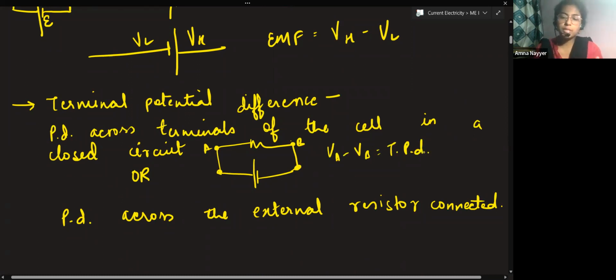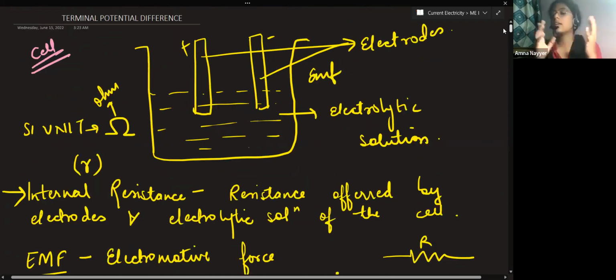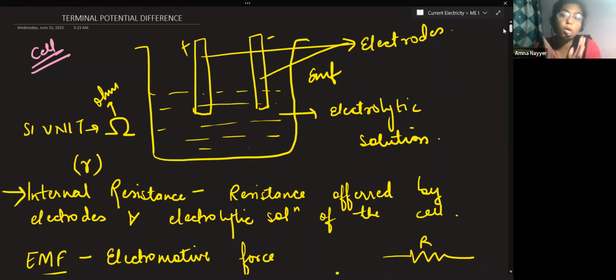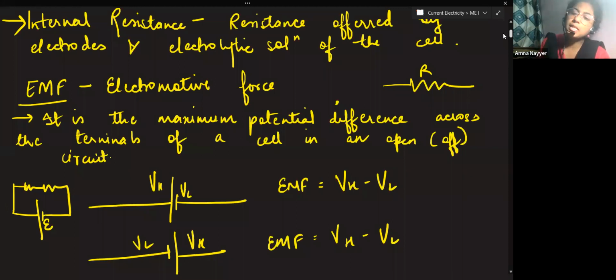So three terms are there. I'm quickly repeating all these three terms. Wherever you have doubts, you can ask me. Internal resistance is the resistance offered by the electrodes, which are dipped in an electrolytic solution, and the electrolytic solution also offers a resistance or barrier to the motion of current. Second quantity is electromotive force, which means the maximum potential difference in an open circuit. Or you can just remember EMF is basically the potential developed inside the cell, which we have studied.